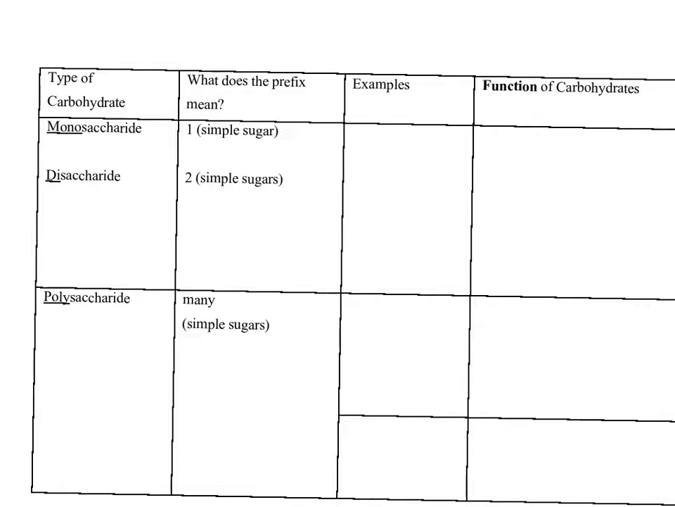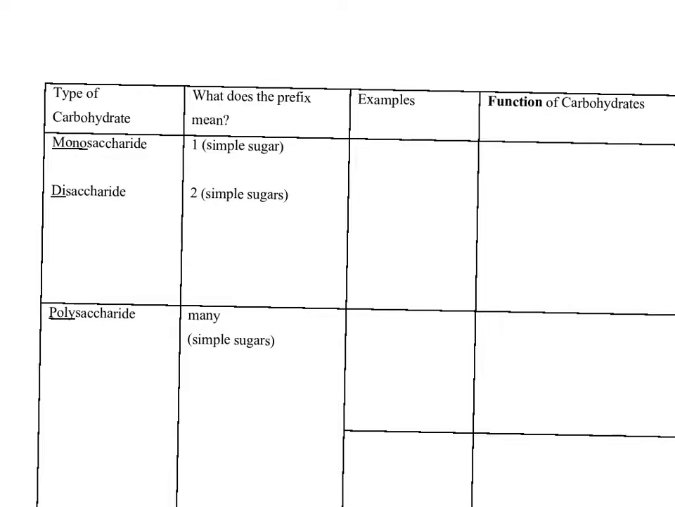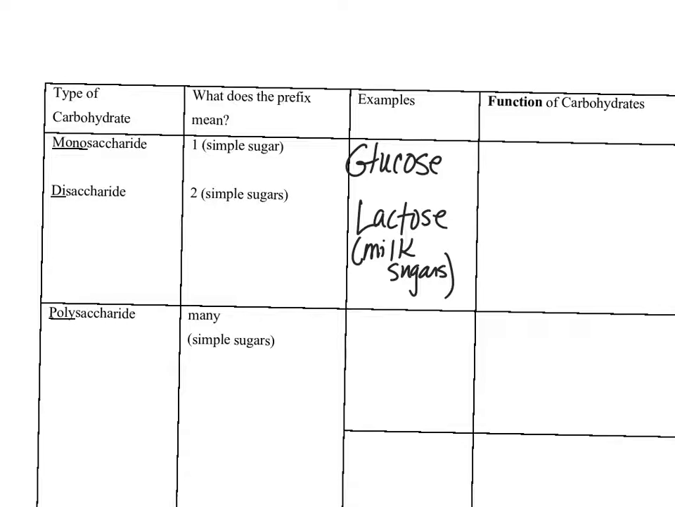So when we look at mono, that means one, that prefix, and di means two. An example of a mono would be your, oops, let me get this back on straight. Get my pen on. Glucose. Glucose is just like sugar that you think of, super easy. A disaccharide, I would think more in terms of, let's go lactose. So if you're lactose intolerant, that's the sugar that you find in milk or dairy products, milk sugars. So when you're lactose intolerant, that means that you can't break that type of a sugar down.